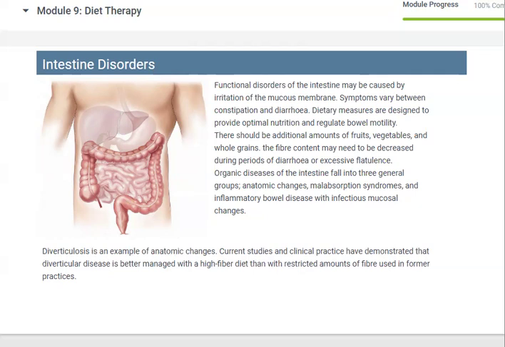Organic diseases of the intestine fall into three general groups: anatomic changes, malabsorption syndromes, and inflammatory bowel disease with infectious mucosal changes. Diverticulosis is an example of anatomic changes. Current studies and clinical practice have demonstrated that diverticular disease is better managed with a high-fiber diet than with restricted amounts of fiber used in former practices.